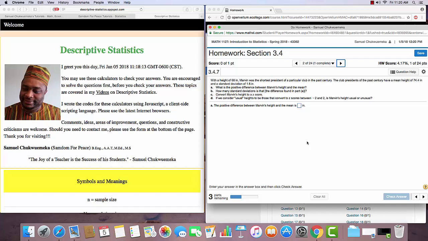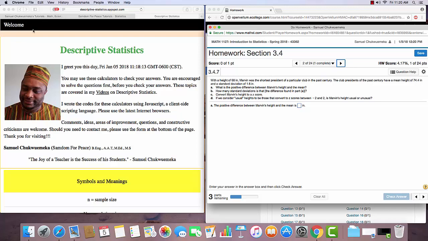Question 2. With a height of 68 inches, Marvin was the shortest president of a particular club in the past century. The club presidents of the past century have a mean height of 74.4 inches and a standard deviation of 1.6 inches. A, what is the positive difference between Marvin's height and the mean?